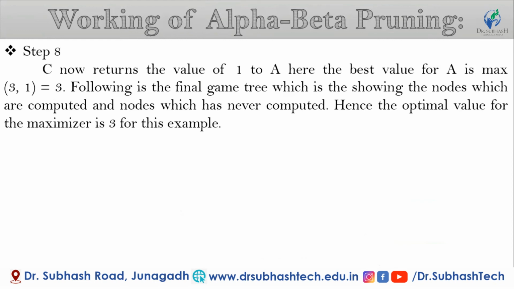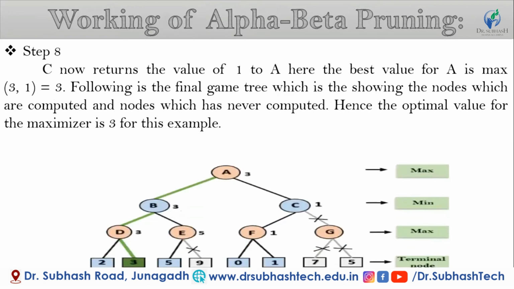Hence the best value of A is max of 3, 1, so the answer is 3. Following is the final game tree, which is the solution, showing the nodes which are computed and the nodes which have never been computed. Hence the optimal value of the maximizer is 3 for this example. So this way we have seen the working process of the alpha beta pruning algorithm. I hope you can understand it.